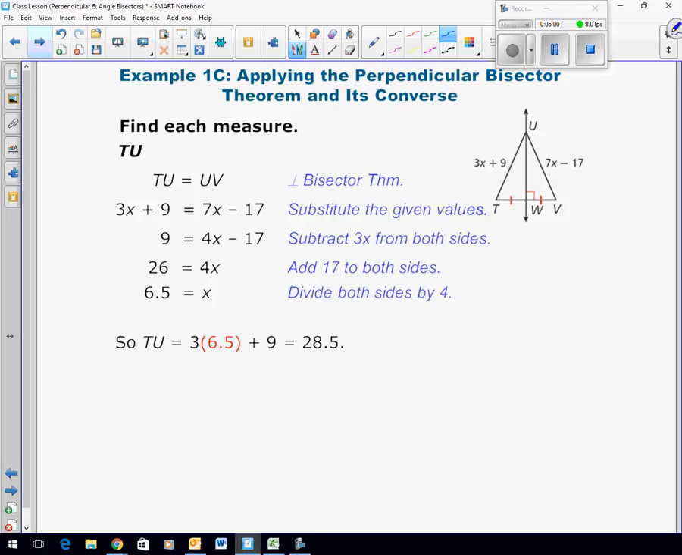UW is the perpendicular bisector of TV. And then I can use my theorem and say, if UW is a perpendicular bisector, then UT has to be congruent to UV. And if those expressions are congruent to each other, and I need to solve for x, I'll set them equal to each other, and then solve for x. This goes back to a principle I've tried to emphasize over and over again about this class.